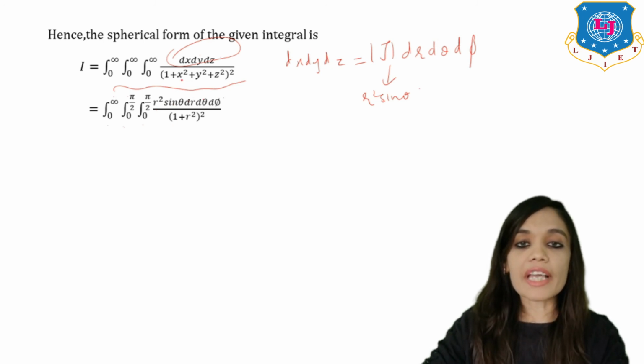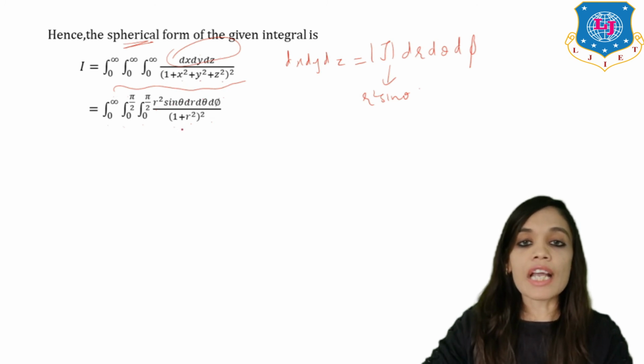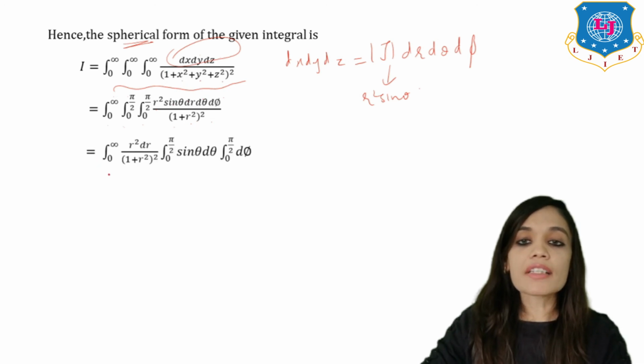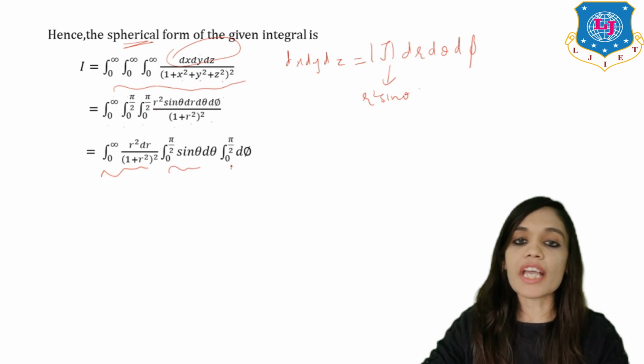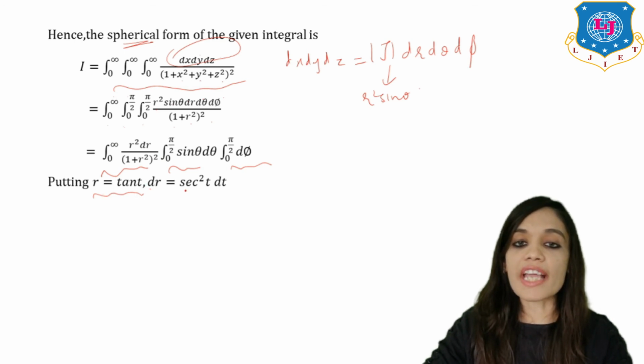Now, on replacing x, y and z by our spherical coordinates, we will get 1 plus r square whole square. Now let us separate these terms. Firstly we will keep the r terms, then theta terms, and then phi terms. Now firstly let us assume r as tan t to evaluate this integral. Therefore dr will be sec square t dt. Now we will bring a change in the limits also.